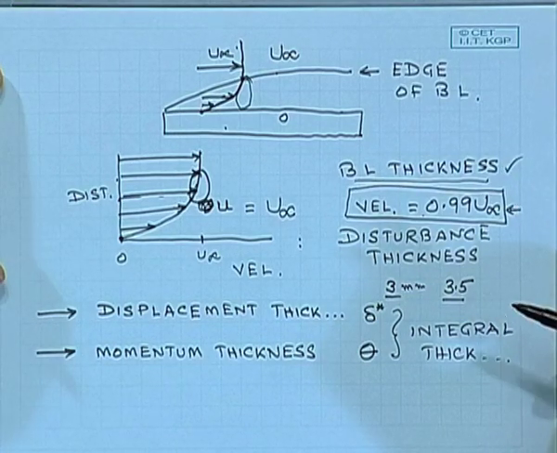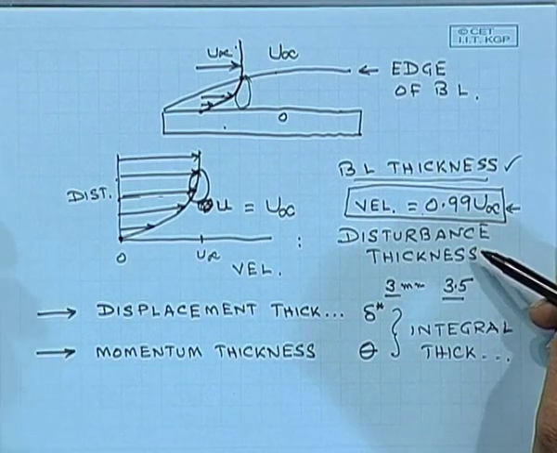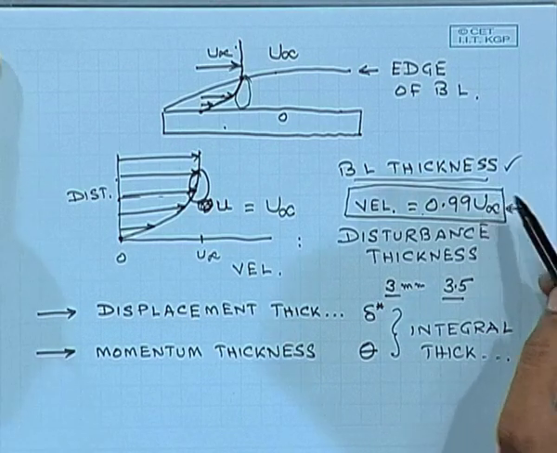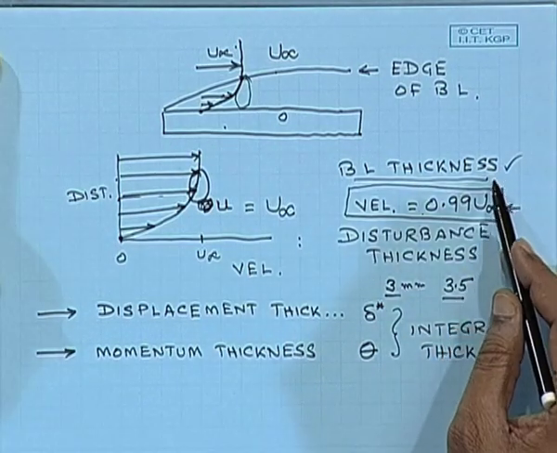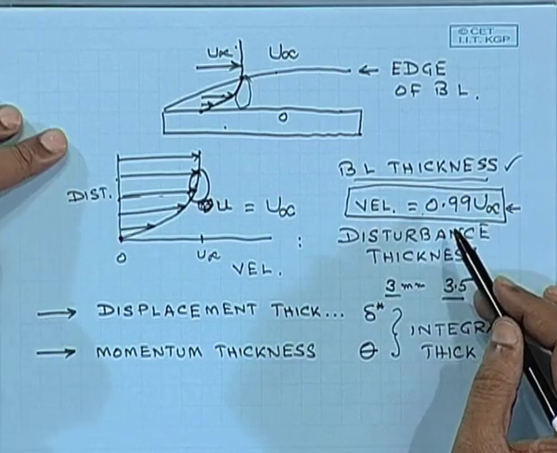But one big advantage of boundary layer thickness or disturbance thickness is it's so easy to visualize, so easy to understand. That is why, even though these are inherently inaccurate, most of the literature refers to boundary layer thicknesses and not displacement or momentum. But for any sort of mathematical analysis, you have to depend on either displacement thickness or momentum thickness. So, let us see what these two are.